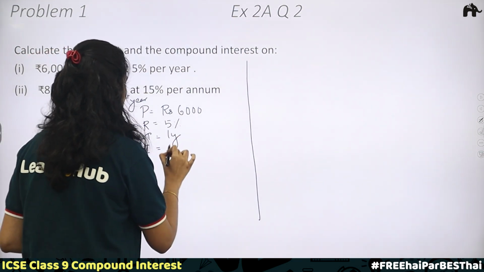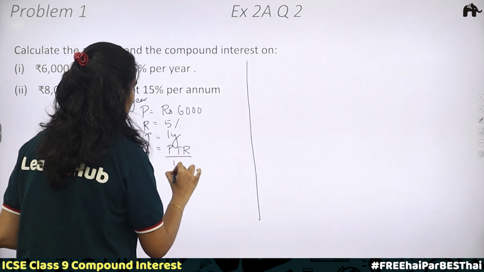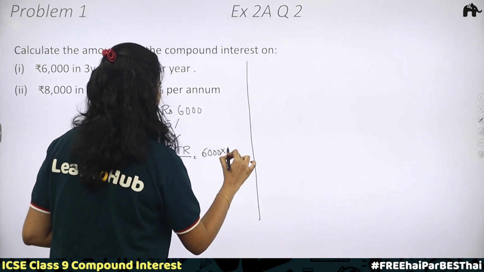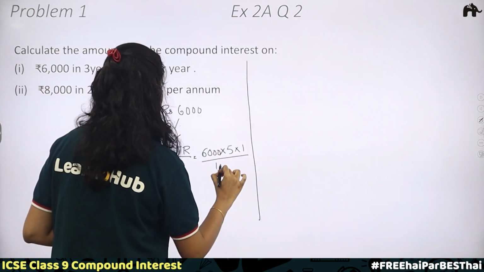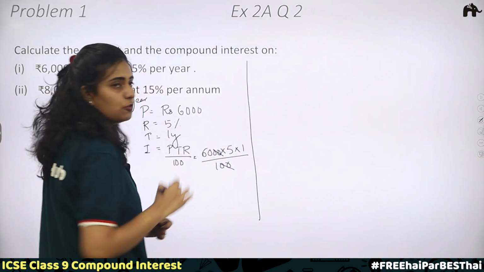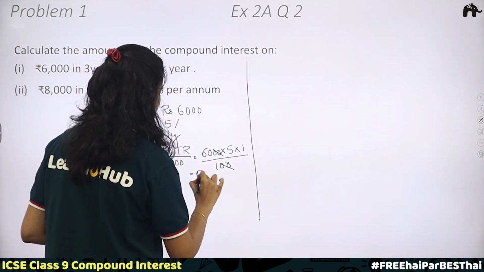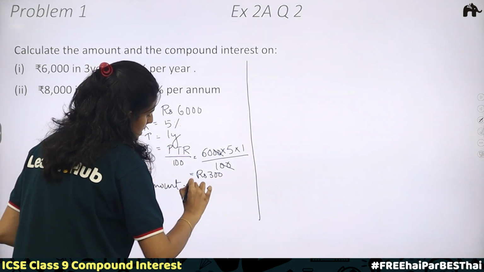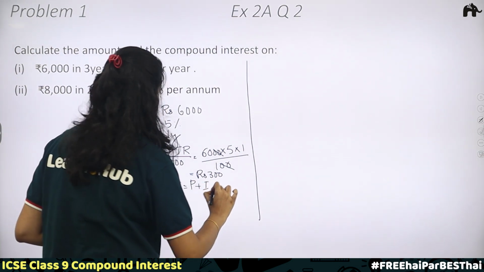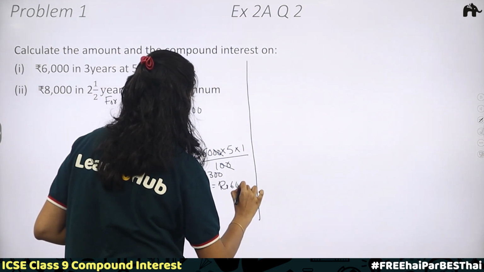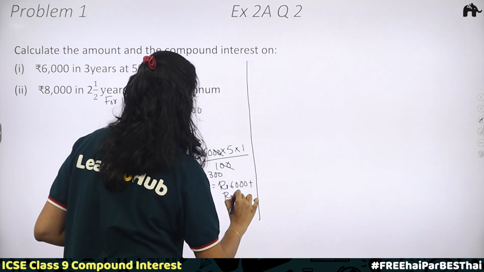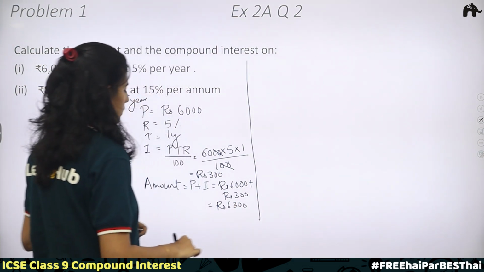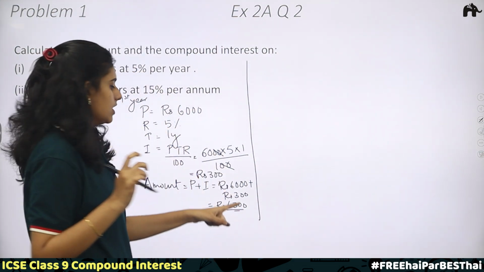Interest will be equal to PTR by 100, which is 6,000 into 5 into 1 divided by 100. Zeros can be cancelled. 60 into 5 is equal to 300. So interest is rupees 300. Then what is the amount? Amount will be equal to principal plus interest. Here the principal is rupees 6,000 plus interest is rupees 300. That is equal to rupees 6,300. Okay, so amount is equal to rupees 6,300.